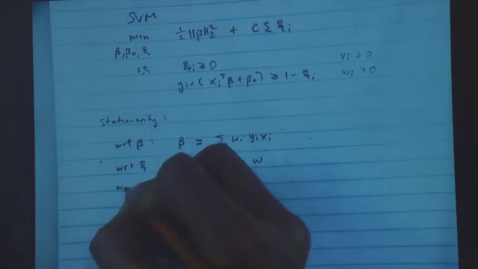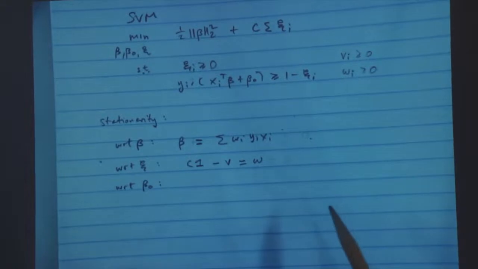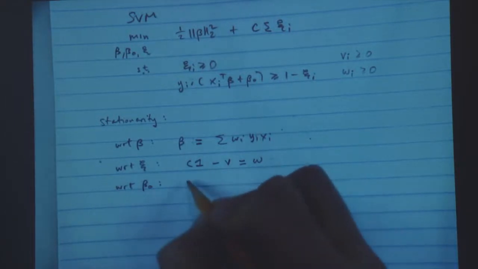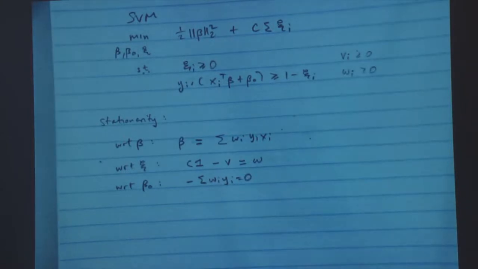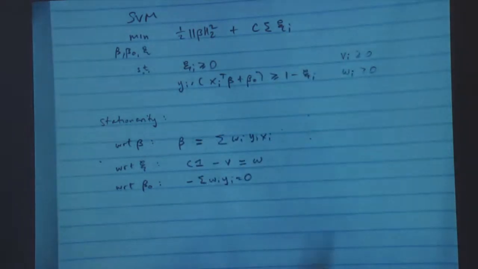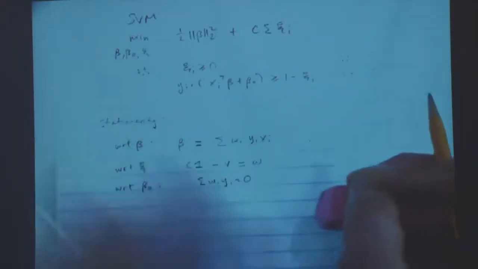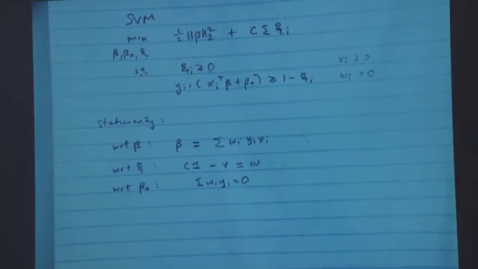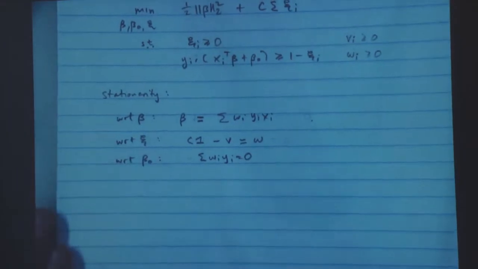Now let's do with respect to beta naught. This one's very simple. There's only one appearance of beta naught. It's here, right? And it just tells me that minus the sum of wi yi has to be equal to 0. If I bring this over to that side and multiply by wi and take the derivative with respect to beta naught, the minus doesn't matter. So those are our stationarity conditions we just derived with respect to all of our primal variables, right? We just split it up into blocks over each block of primal variables because it's more convenient to write it that way.